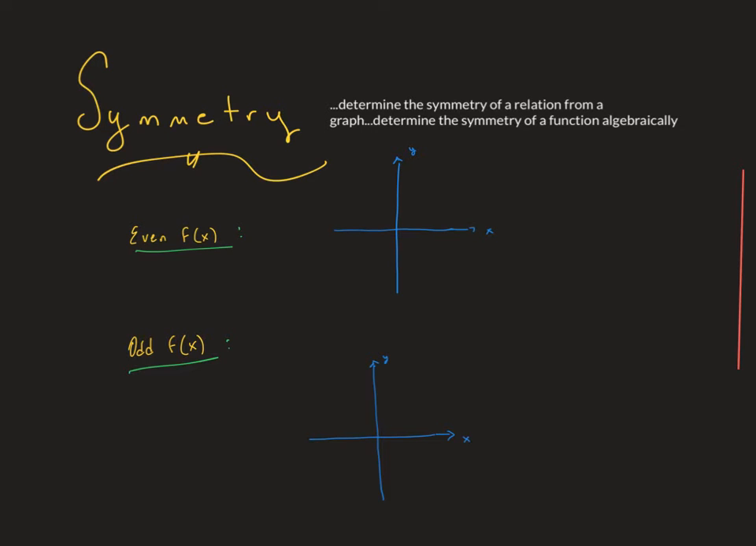As we begin to talk about symmetry, we are looking at symmetry of functions. One of our tasks is going to be to determine the symmetry of a relation from a graph, or determine the symmetry of a function algebraically. If we just look at the graph and think about the term symmetry, we're thinking symmetric, which means sort of like a mirror image of each other.